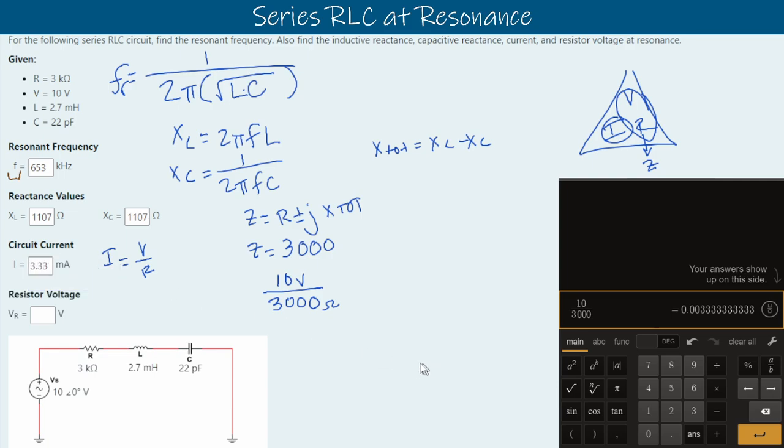3.33 milliamps is already there, which means that we expect the full voltage drop across that resistor. That's what we used up here. We said the voltage drop across the resistor is all of the voltage. And so we expect VR to be 10. Let's check our answer here.